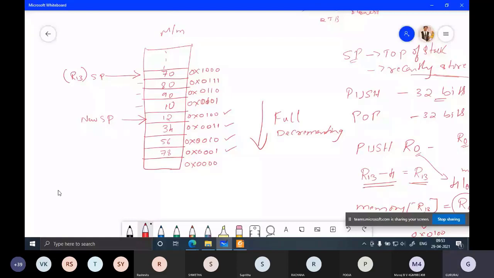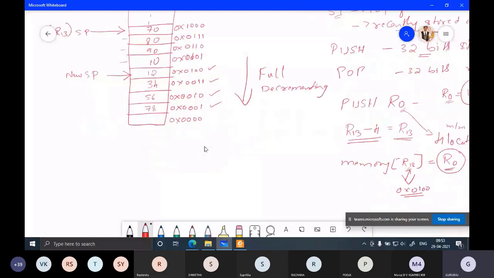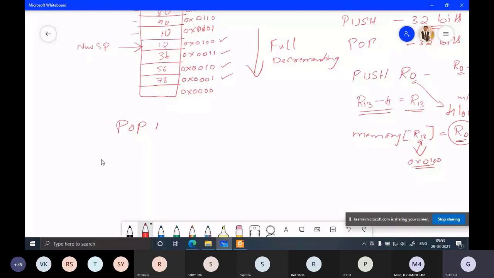Suppose this is push. What will happen in pop? Let's say it is pop R0. Pop means you have to retrieve the data. How will you retrieve the data? Again, you have to use the stack pointer, which is R13. We already know that the stack pointer will always point to the recently stored data, or recently pushed data, in the stack. So the stack pointer is already pointing to data.